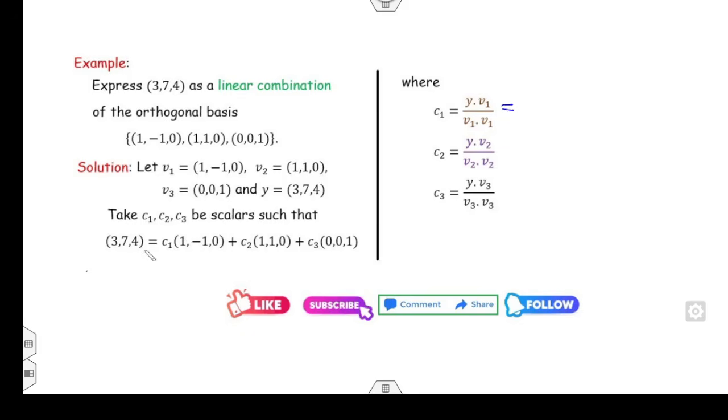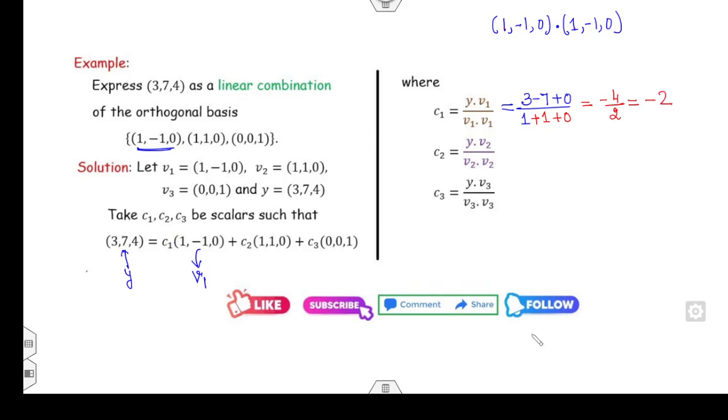Now, can you find the dot product? This vector is my y and this is my v1. The dot product is 3 minus 7 plus 0, divided by v1 dot v1. This is my v1, so you can find v1 dot v1: (1, -1, 0) with itself. That is 1 times 1 is 1, plus minus 1 times minus 1 is 1, plus 0. So the answer is minus 4 divided by 2, that is minus 2.